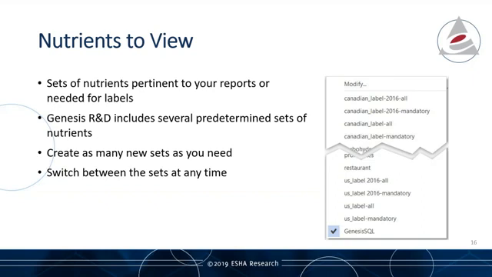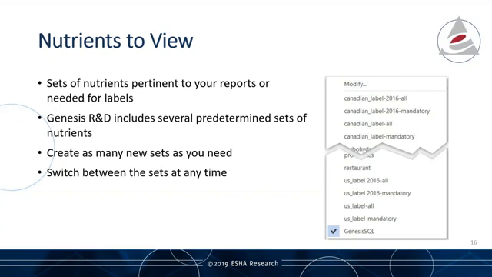When you click on the Nutrients to View button, you see all of the nutrient sets available in Genesis, as well as a check mark next to the set that you have selected at that time. The default set in Genesis is about 60 nutrients. We also have labeling related sets of nutrients, and you can click back and forth between those at any time to change the view that you want to see on reports or on the screen you're working with.